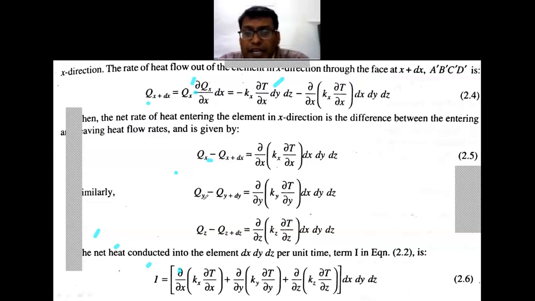So finally, writing the changes in the x, y and z direction, I can write: after combining the three equations, delta by delta x of kx into delta T by delta x, plus delta by delta y of ky delta T by delta y, plus the third term, that is the delta z term, delta by delta z of kz delta T by delta z, into dx, dy and dz. It's in a way common that has been taken out.